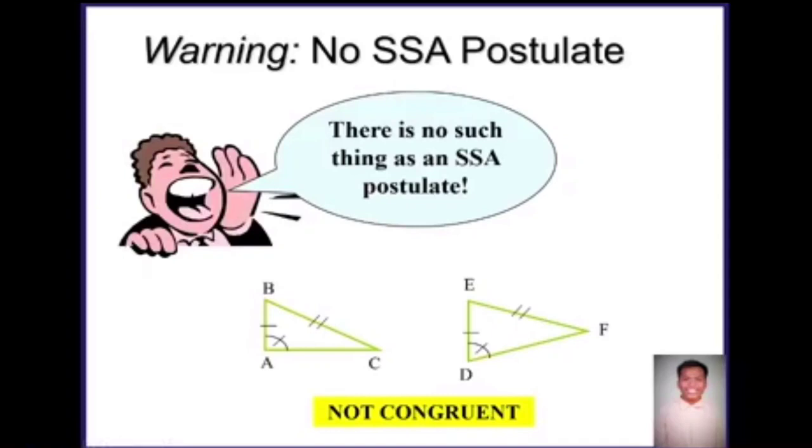Alright, so we have a reminder here that you have to take note that there is no such thing as the SSA postulate, or the side-side-angle. So you cannot say, if you are given two sides and a non-included angle, there's no such thing as that. If you are given this kind of situation, then you have to find another way of proving this kind of congruence or congruency.